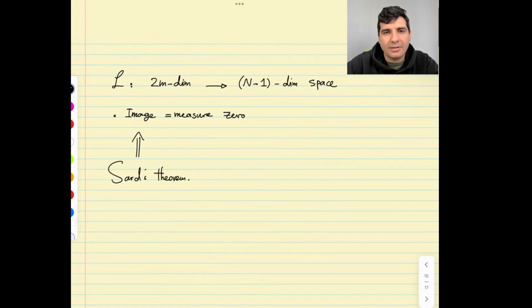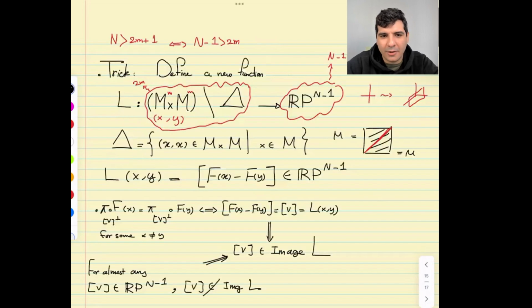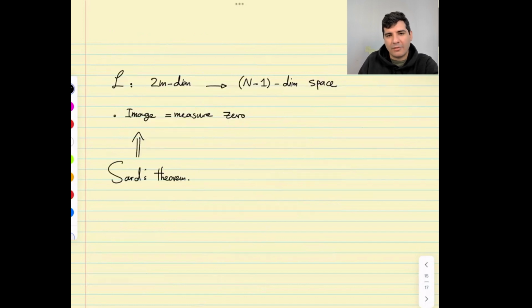This is actually called the trivial case of Sard's theorem. Sard's theorem says that's the case. So that means for almost any choice of v, v would not be in the image, which means for almost any choice of v, there would not be two points x and y where pi V perp of f of x equals pi V perp of f of y. So for almost any vector v, this map would be injective.